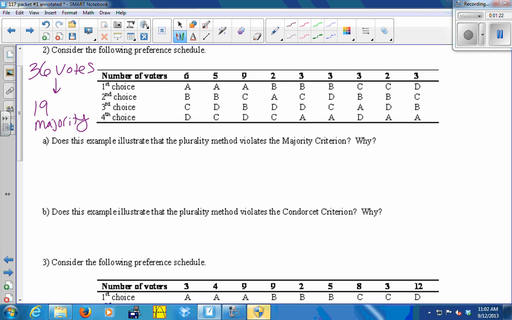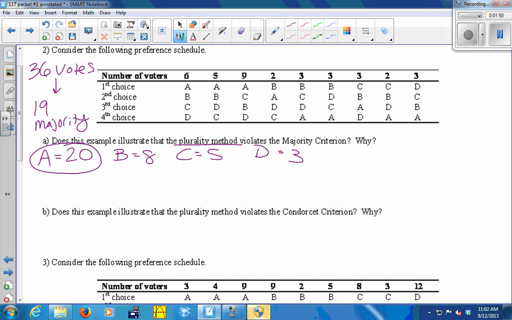Okay, so let's determine the winner now using the plurality method. So with the plurality method, you just count first place votes. So how many first place votes does A have? 20. And B, and C, and D, 3. Okay, so who's the winner? A. Okay. Now, we've determined the winner using the plurality method.